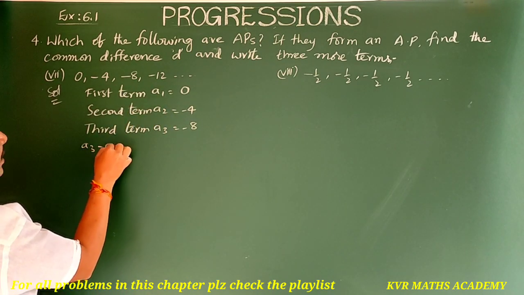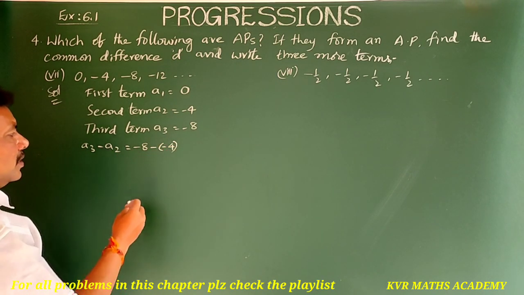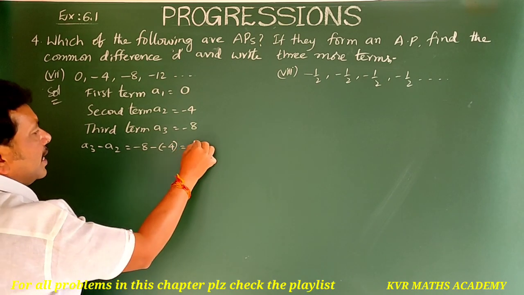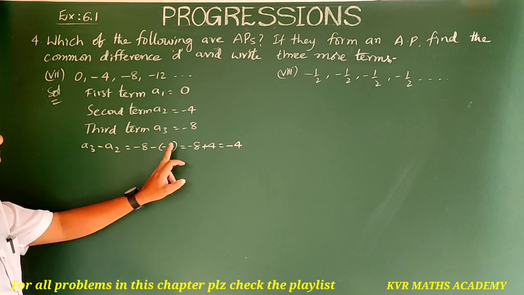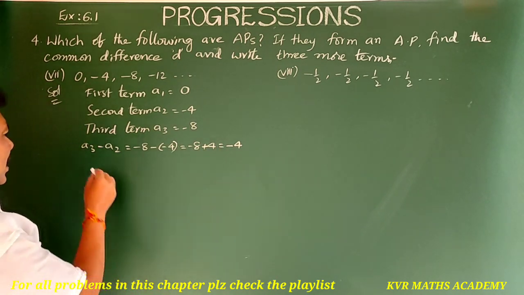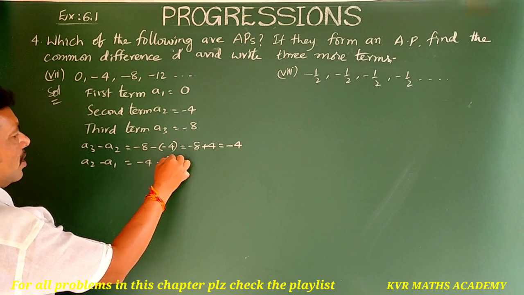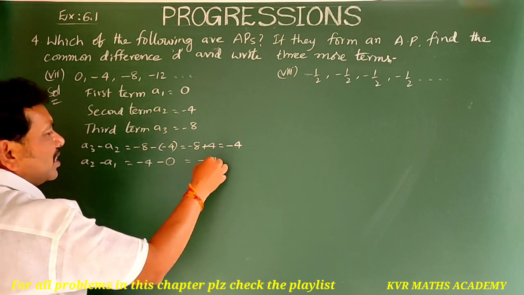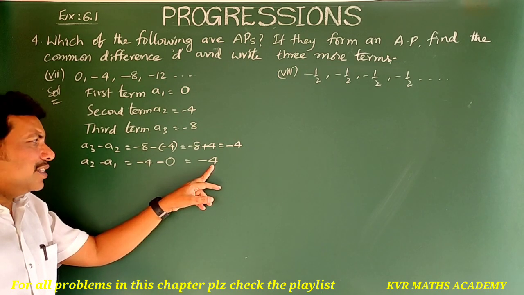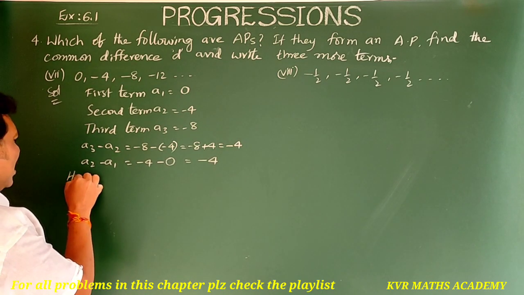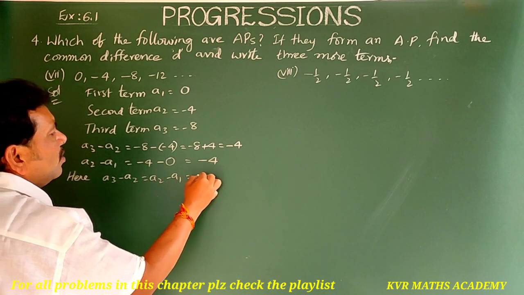So a3 minus a2 is equal to minus 8 minus (minus 4). That is equal to minus 8 plus 4, which is minus 4 only. Next, a2 minus a1: a2 is minus 4, minus a1 which is 0, so minus 4 minus 0 is minus 4. See, a3 minus a2 is minus 4 and a2 minus a1 is equal to minus 4. Here a3 minus a2 is equal to a2 minus a1, which is equal to minus 4.